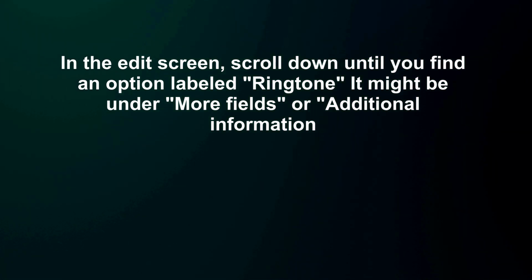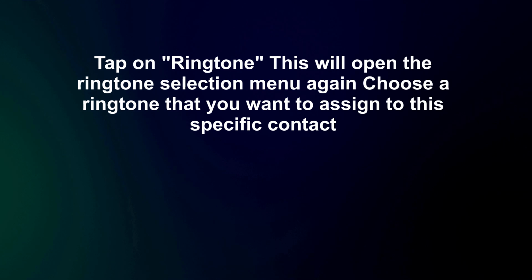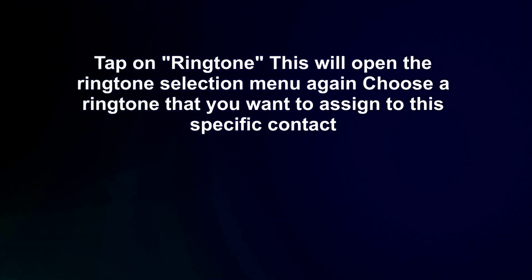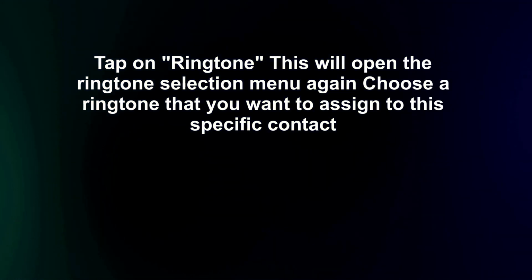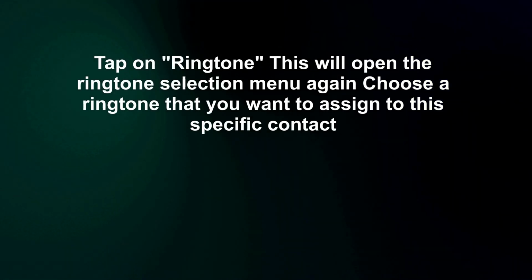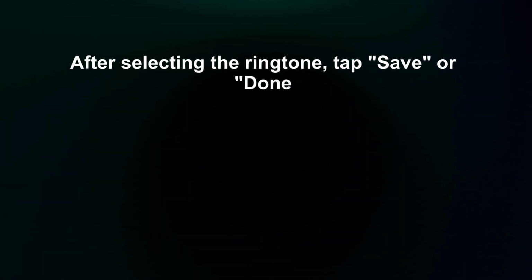It might be under More Fields or Additional Information. Tap on Ringtone. This will open the Ringtone selection menu. Again, choose a ringtone that you want to assign to this specific contact. After selecting the ringtone, tap Save or Done.